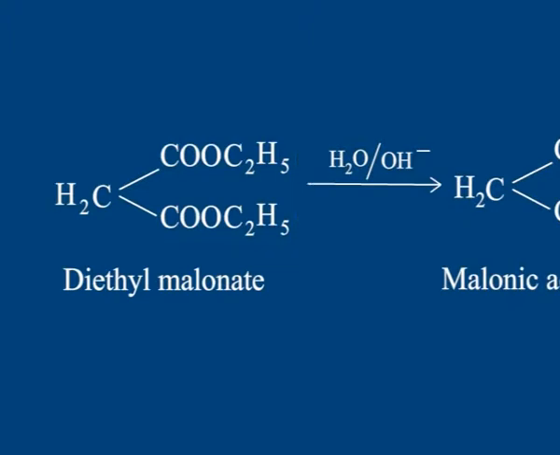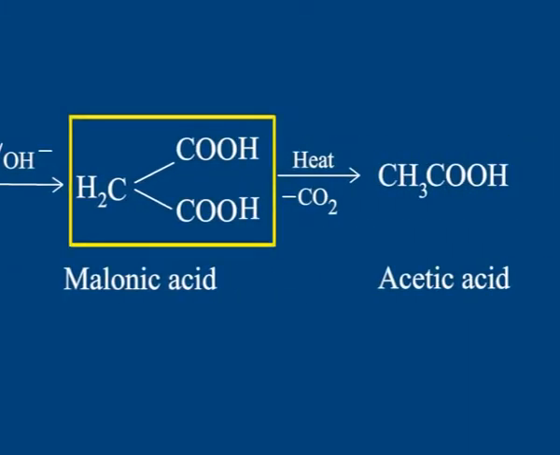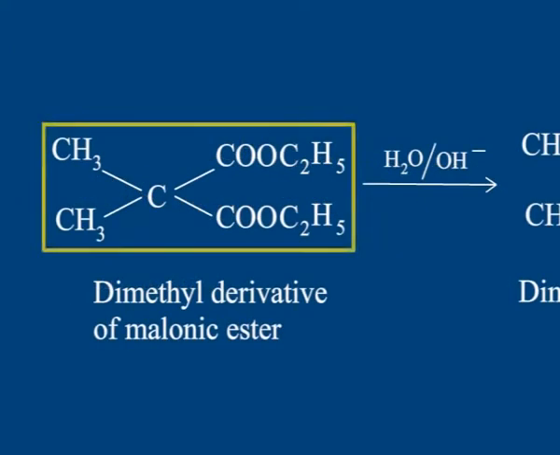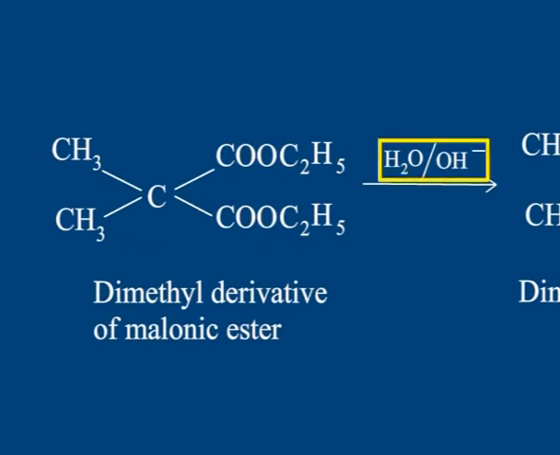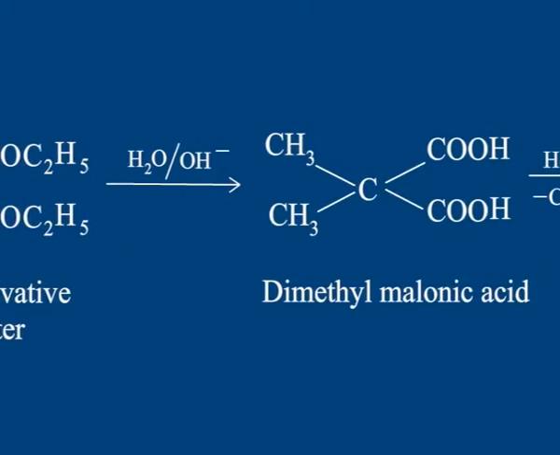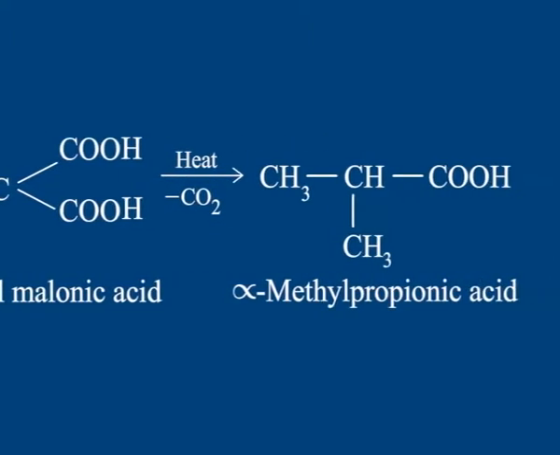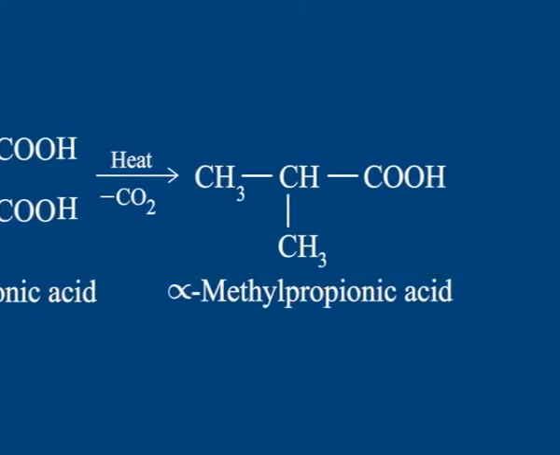Diethyl malonate upon hydrolysis in alkaline medium gives malonic acid, which on being heated loses one molecule of carbon dioxide to form acetic acid. Dimethyl derivative of malonic ester upon hydrolysis in alkaline medium gives dimethyl malonic acid. This compound, when heated, loses one molecule of carbon dioxide to form alpha methyl propionic acid.